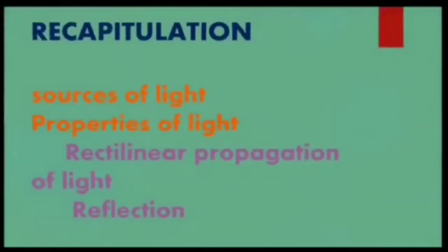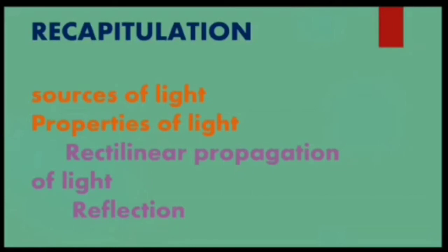Next, recapitulation. In this video session, first we have seen about sources of light. Two types of sources of light: natural sources of light and artificial sources of light. Sun and stars are the natural sources of light. Candle, neon bulb, sodium bulb are the artificial sources of light. Then artificial sources of light are divided into two types: incandescent sources and gas discharge sources.